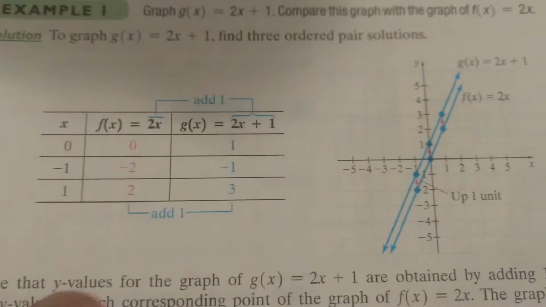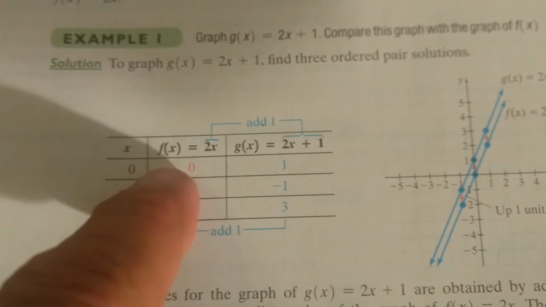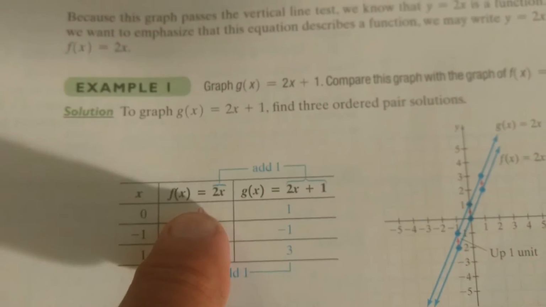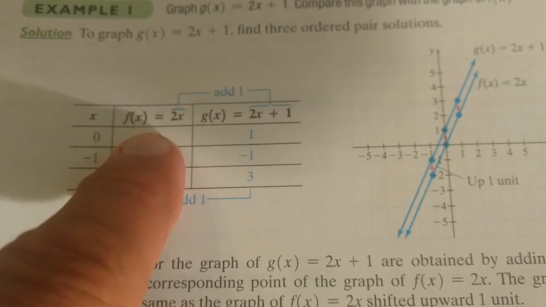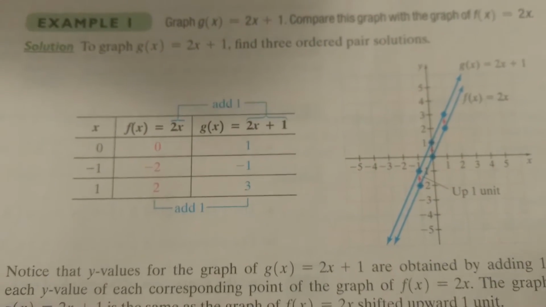Now remember, equations that have the same slope but a different y-intercept are considered to be parallel. That's going to become important later on in this chapter, or this section.